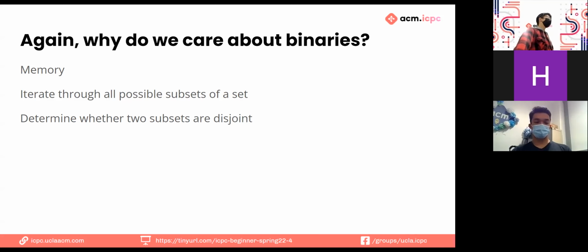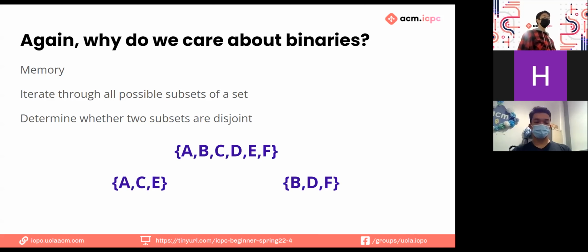Now, there are some other usages of bitwise operators. For example, we could use binaries to iterate through all possible subsets of a set. We could use binaries to determine whether 2 subsets are disjoint. Here's an example. If we have A, B, C, D, E, F as our set of objects, this could be a set of ingredients when we are making pizza. It could be a set of homework that we need to do, a set of tasks we need to do for our assignment. And then we can just take out subsets of it. For example, ACE is a subset, BDF is a subset, and then using bitwise operations, we can determine whether or not these sets have any intersection.